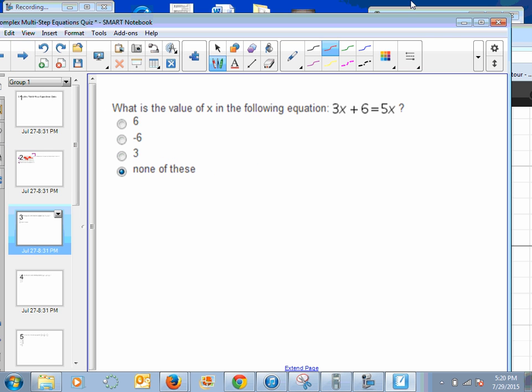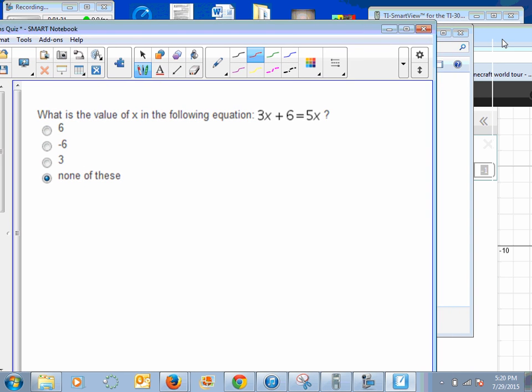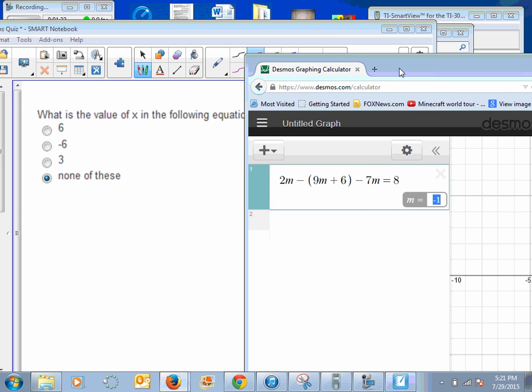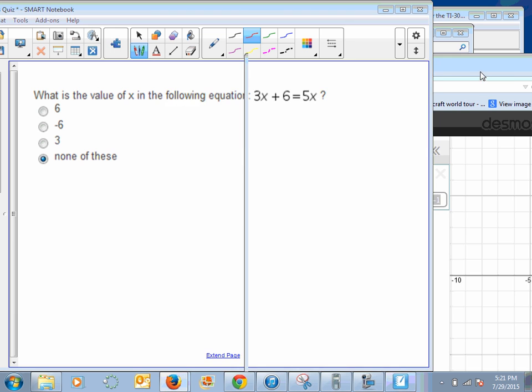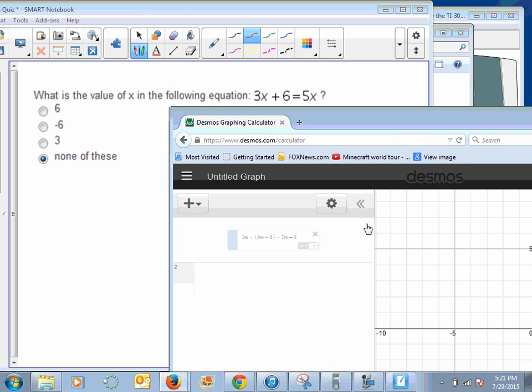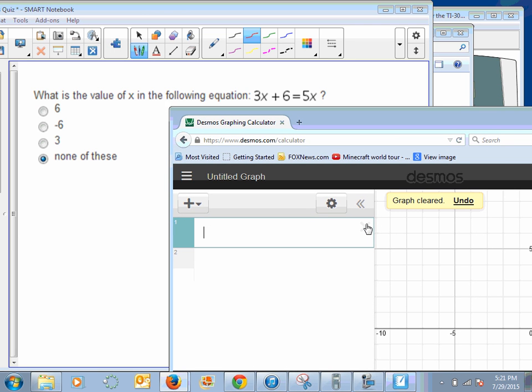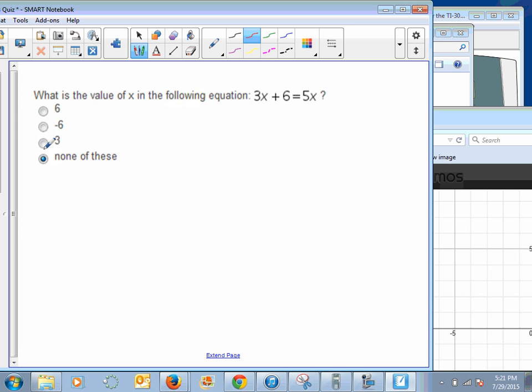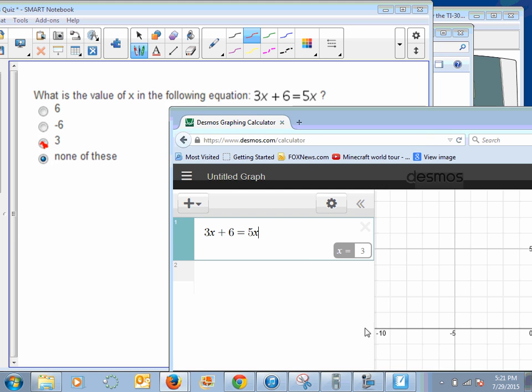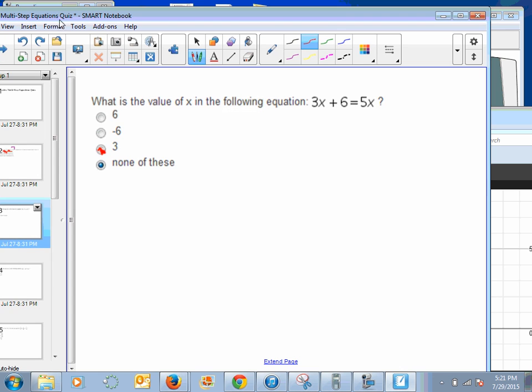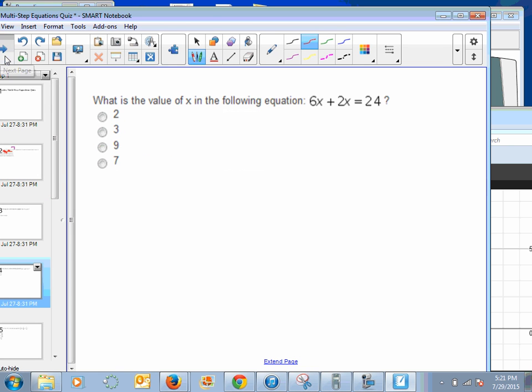And the other thing, the reason we won't spend too much time with this video, is keep in mind that you have a link to Desmos again that you used in that last section. So I just want to show you how you can check this work. 3x plus 6 equals 5x. x is equal to 3. So again, I don't know why that fourth one is selected, but I'm just going to go ahead and highlight that one in there. So as you're going through your work here, you can always come back into Desmos and check that.